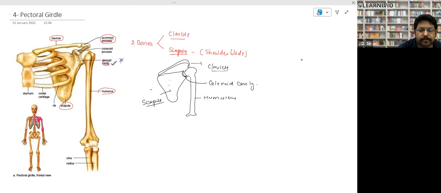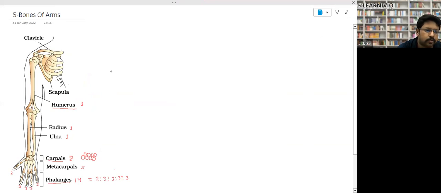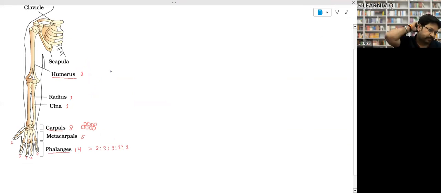Bones of arms. How many bones are found in the hand? That question has been asked, right? So look, the arm is made up of one humerus. This bone is called the humerus. Radius and ulna, these two bones, right? Then eight carpals, like this wrist part. The wrist is made up of eight ball-shaped bones, and they remain arranged in two rows, right? Then five metacarpals, and the finger bones are known as the phalanges.